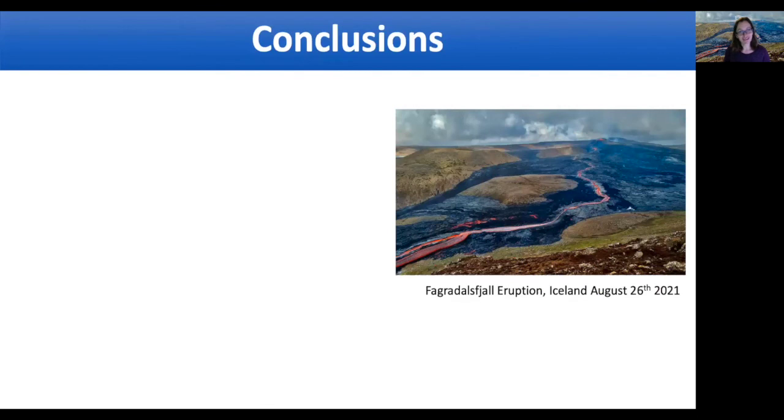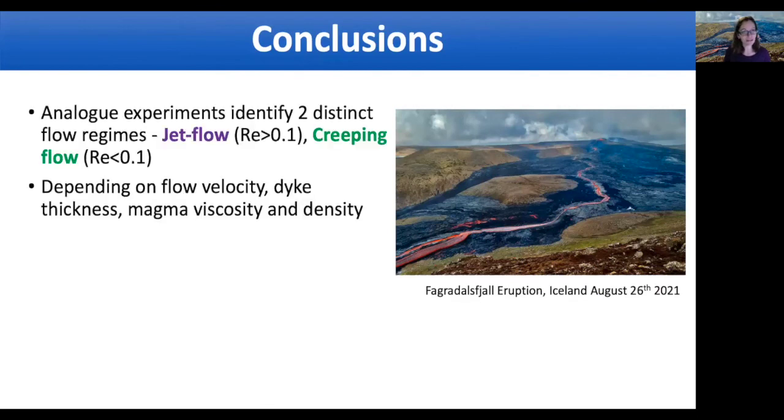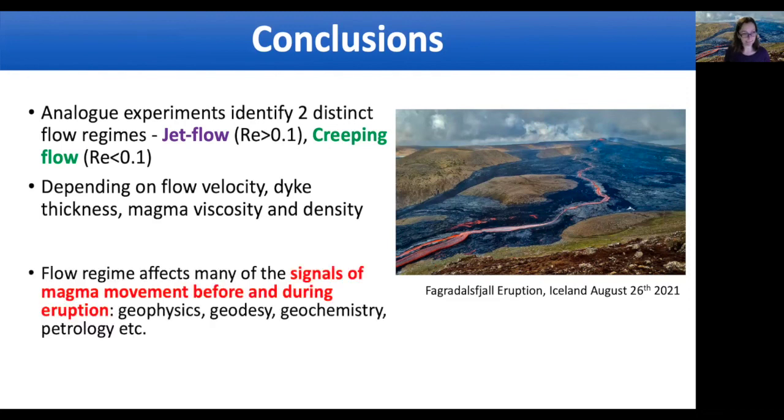Okay, so that's just some final points and conclusions. So we've completed the analog experiments to identify 2 new distinct flow regimes. So we have this jet flow regime and creeping flow. And whether or not it's in one of these regimes depends on the Reynolds number. So therefore that relates to the flow velocity, the dike thickness, the magma viscosity and density.